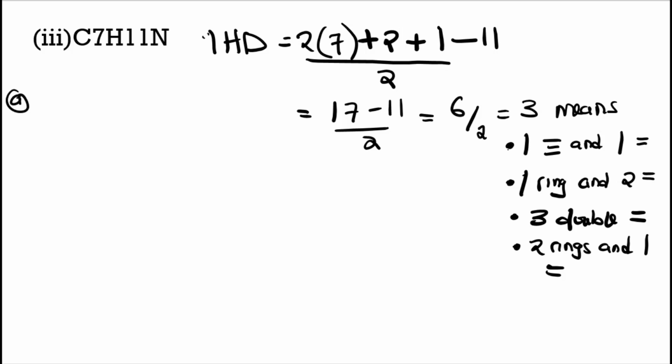So it has 7 carbons. So this is carbon number 1, number 2, number 3, number 4, number 5, number 6, number 7. We said you can have 3 double bonds. So you can have a double bond here, double bond here, double bond here. Let's count the number of hydrogens.